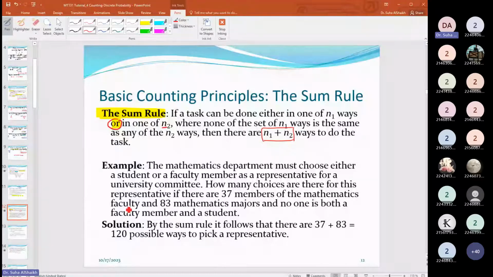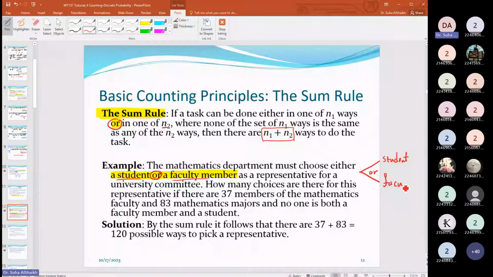Let's see this example to get the idea here. I'm talking about a mathematics department that needs to choose either a student or a faculty member. So as you can see, they will choose either a student or a faculty member, right? Do we have a student that is a faculty member? No, it's either a student or a faculty member. So my experiment is divided into two parts, and between the two parts there is "or". It's either a student or a faculty member.